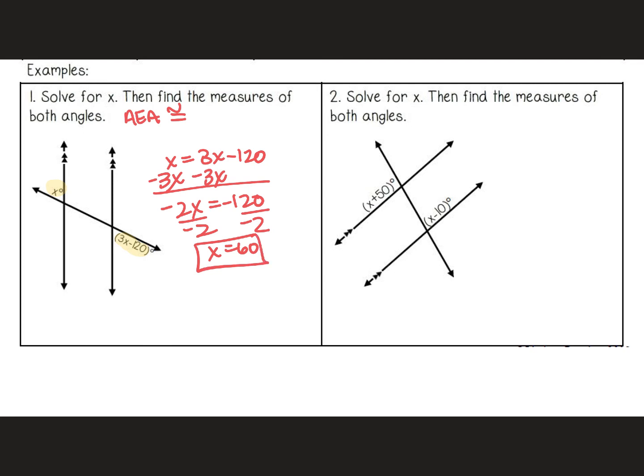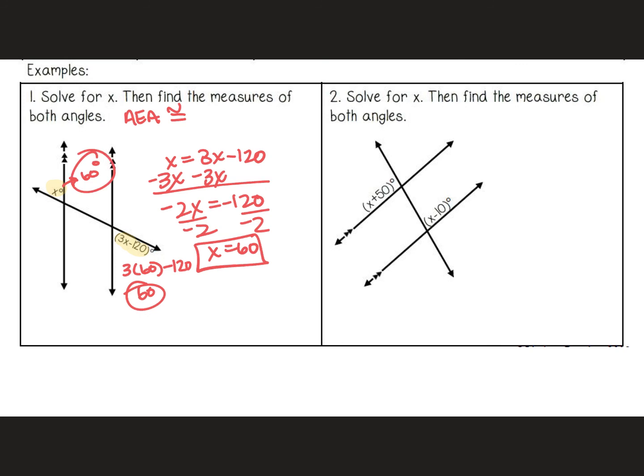So that would be the answer for what x is, but then they wanted these actual angle measures. So over here, that is just x, so we know that that's 60. And then here, we would have 3 times 60 minus 120. So hopefully this is 60 degrees also, because I know those angles have to be the same. So that would be 180 minus 120, which is again also 60.